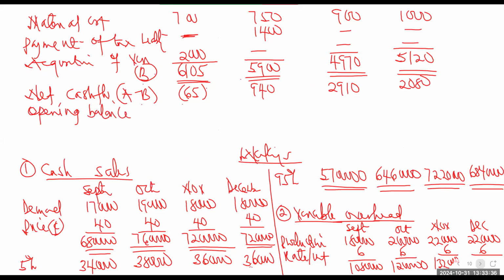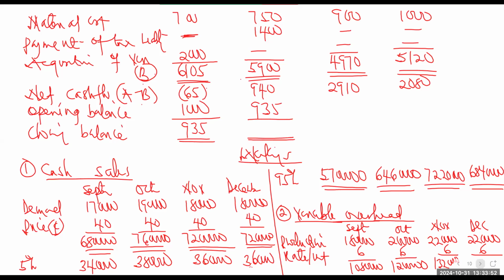So our closing balance will now be what for the first year? 935. Okay. That will become the opening balance over here, isn't it? Yes. Okay, so the total will give us what? 1875. This will become the opening balance over here. That will give us what? 4785. Okay. That will become the opening balance over here.